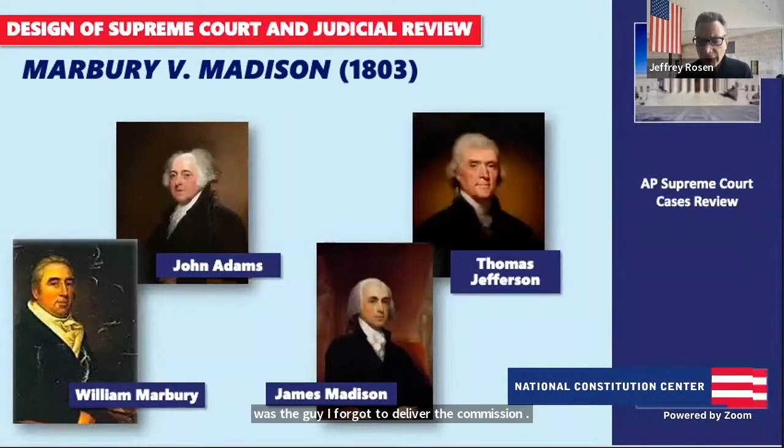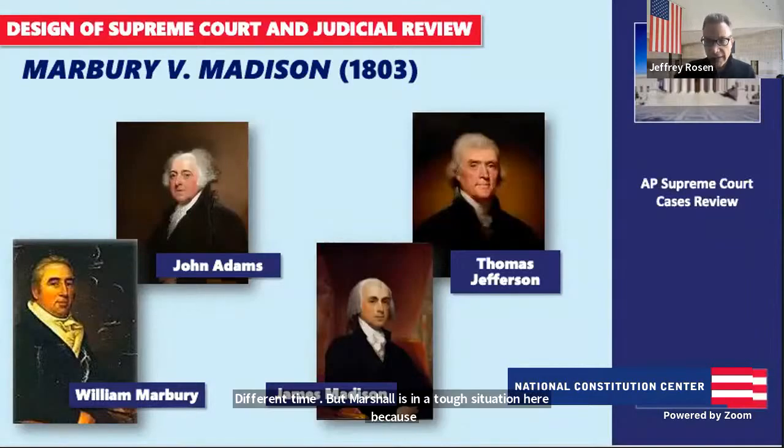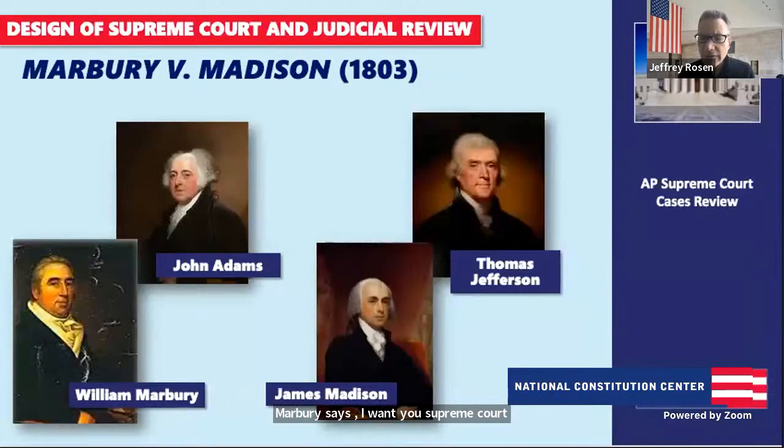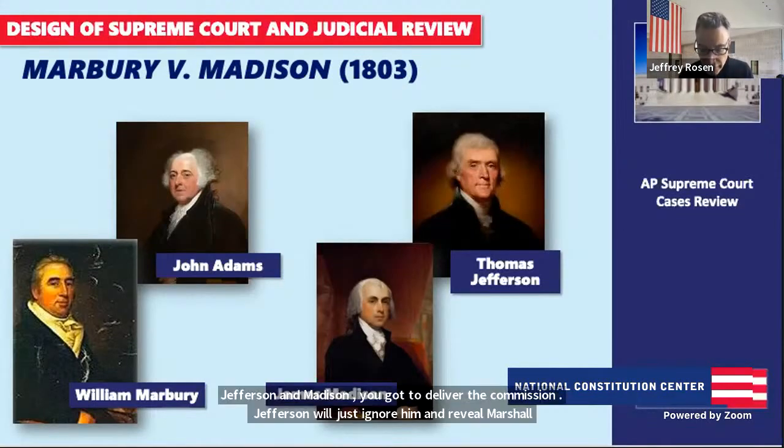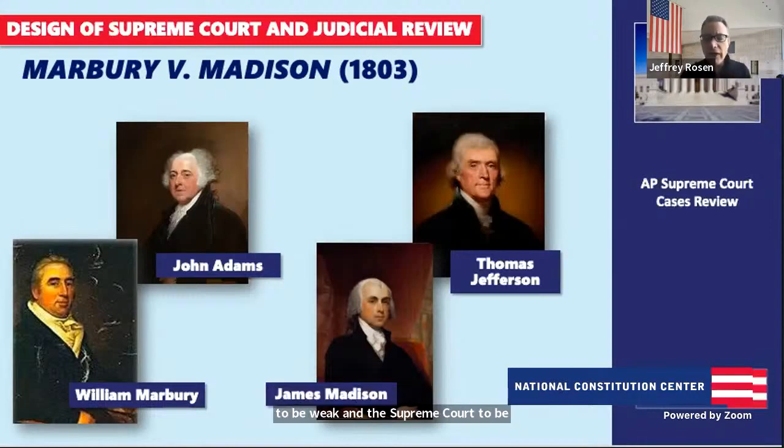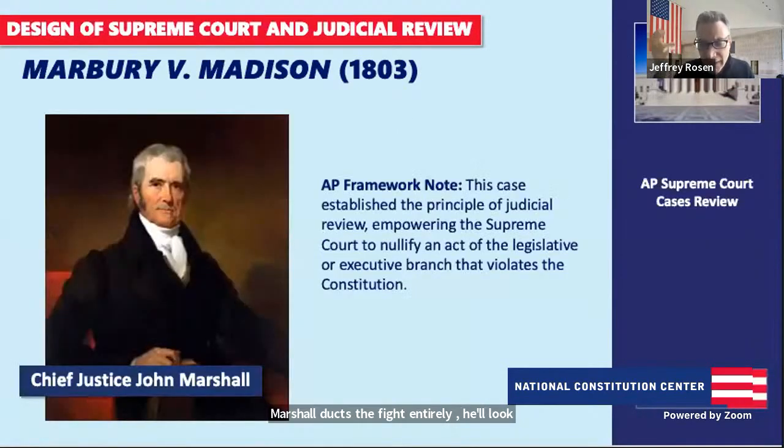Here's Marshall's dilemma. If he agrees with Marbury and says, yes, Jefferson and Madison, you've got to deliver the commission, Jefferson will just ignore him, and it'll reveal Marshall to be weak and the Supreme Court to be a paper tiger. If, on the other hand, Marshall ducks the fight entirely, he'll look like he's the one who's weak because he's kind of chickening out and afraid of Jefferson defying him. Marshall extracts himself from this dilemma with an act of jujitsu that still inspires awe with its sophistication.